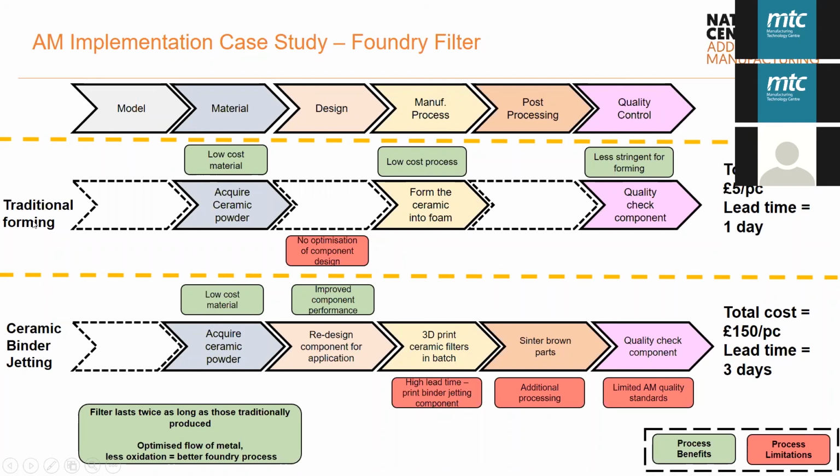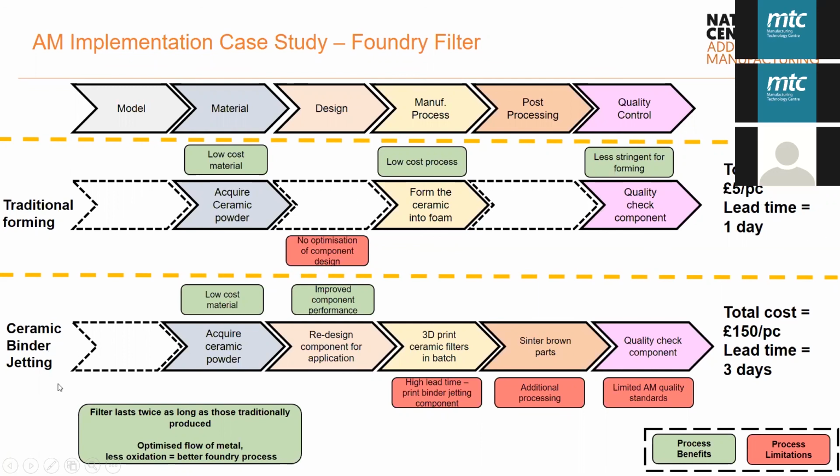So with the traditional forming method, we acquired a ceramic material. There was no design. Here I've got process benefits and limitations. The benefit of acquiring the ceramic powder was that it was low cost. The limitation was that there was no optimization of the component done. We formed the ceramic into a foam, which again is a low cost process. That's a benefit. And the quality check of the component was done to conventional standards, which was a benefit because it's less stringent for forming. Now that cost me £5 a part and a lead time of 1 day.